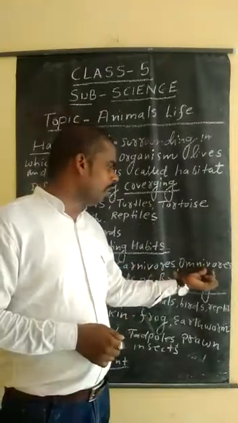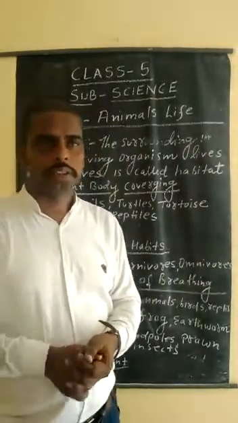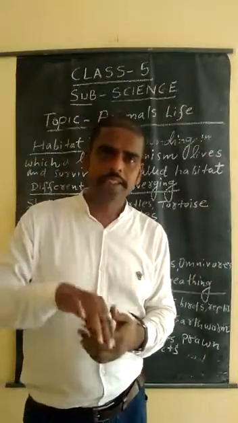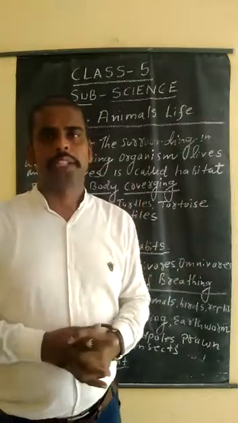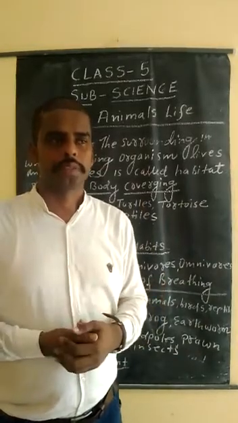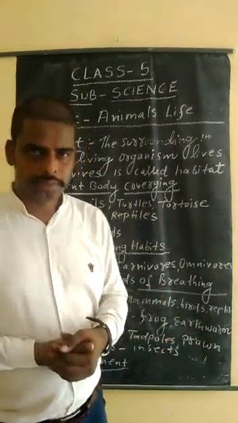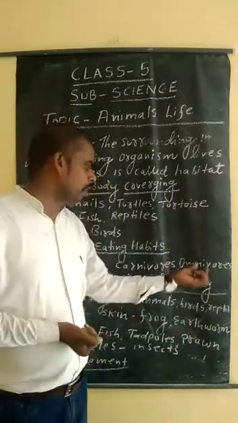And third one is omnivorous. Those animals who eat both plants and animals are known as omnivorous animals. Suppose bears, crow, human beings, they are good examples of omnivorous animals.